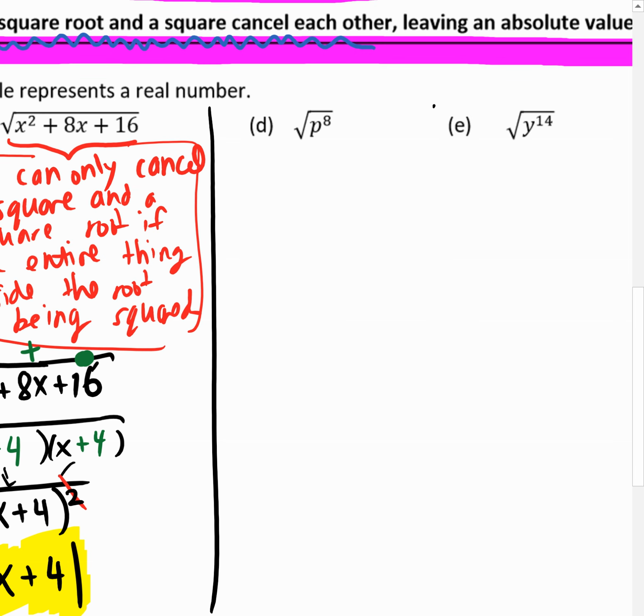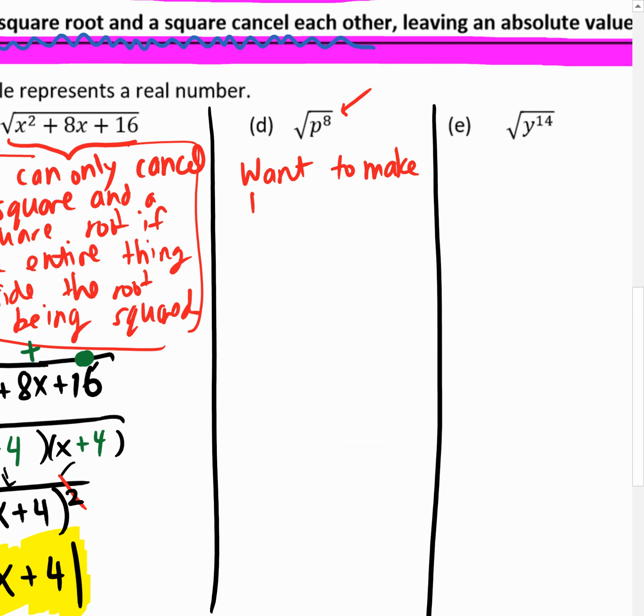Alright, let's try part D. Okay, looking at this guy, now I've kind of gotten the hang of it. I want to see if I can cancel a square root and a square. But this isn't a square, it's an 8th power. That power is too large. So what I want to do, if I have to, is make this look like a square root of something squared. So I want to make that power be a square.